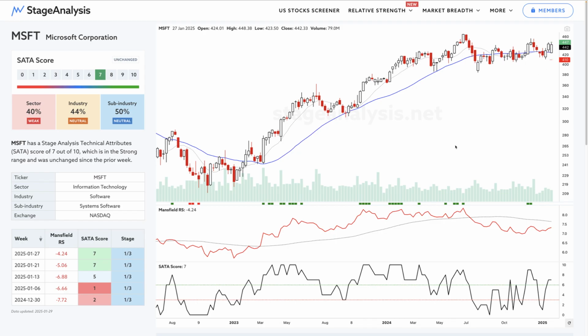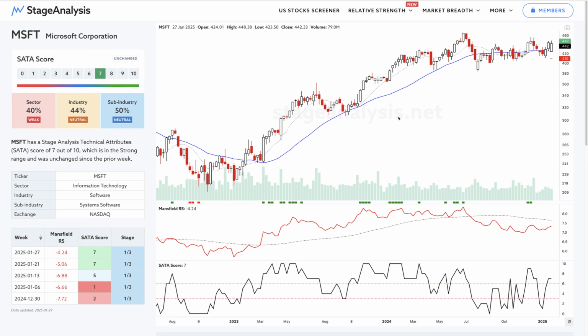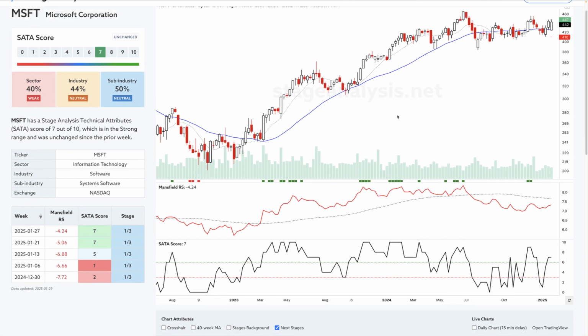So you can turn these on at the bottom of the chart here. If we just scroll up, get the header out of the way, you see down at the bottom here we've got the chart attributes. So these are called the next stages on here. If you untick these, they go away. You tick them up, they come on. So they now persist through pages as well.